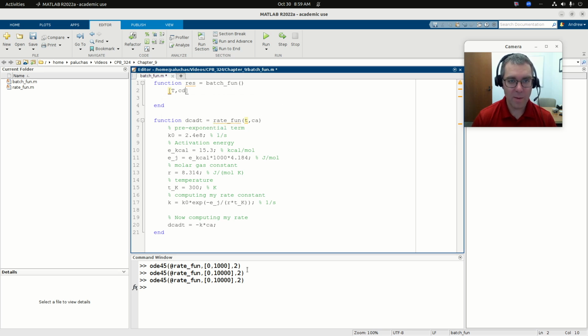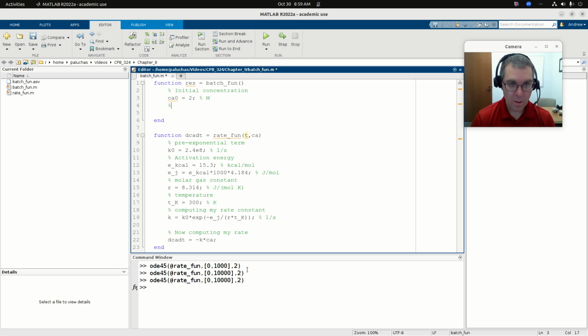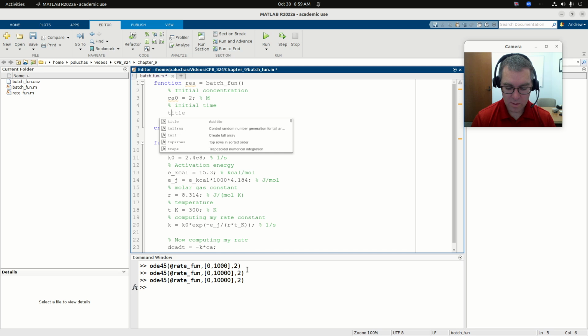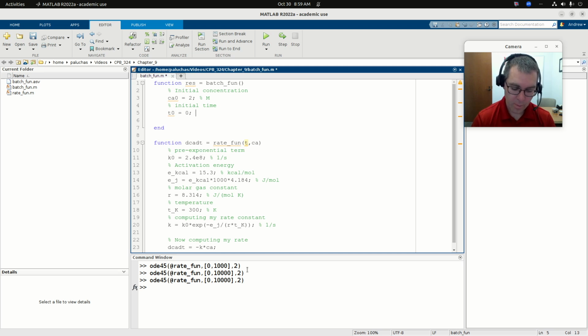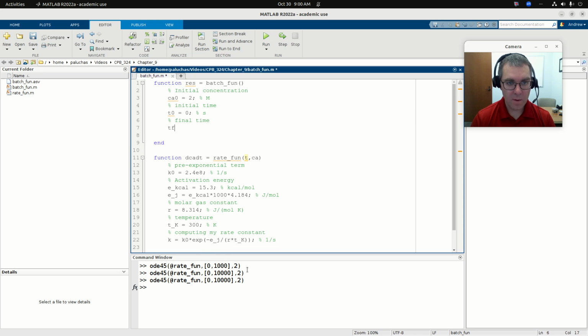I'm just going to start by solving. Well, actually, let me define my parameters. My initial concentration, which I used, Ca naught, is 2, and that's in molar. My initial time, t naught, is equal to 0, and that's in seconds. And then my final time, I'm going to call it t final, and I'll just make that a big number. Looks like I had 10,000 there, and that is in seconds as well.